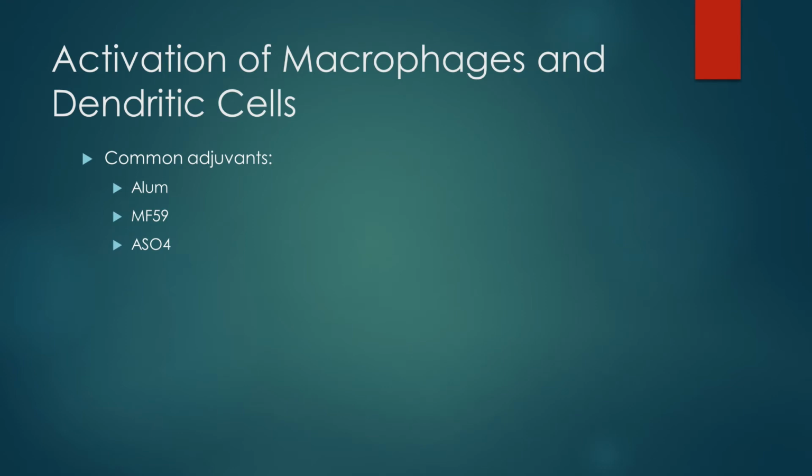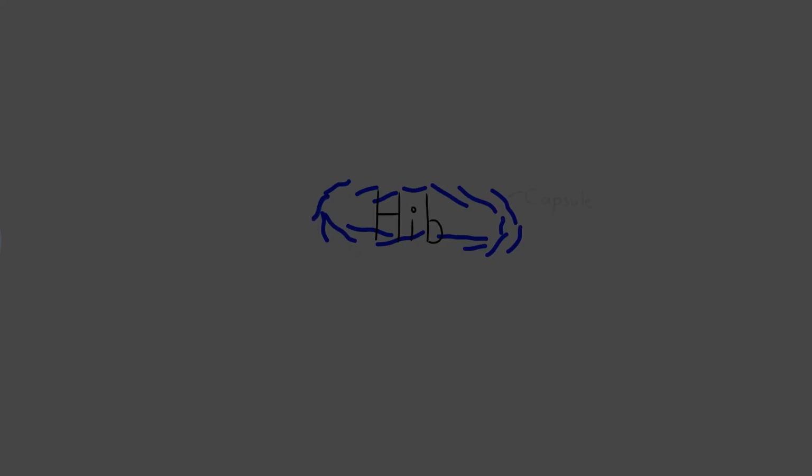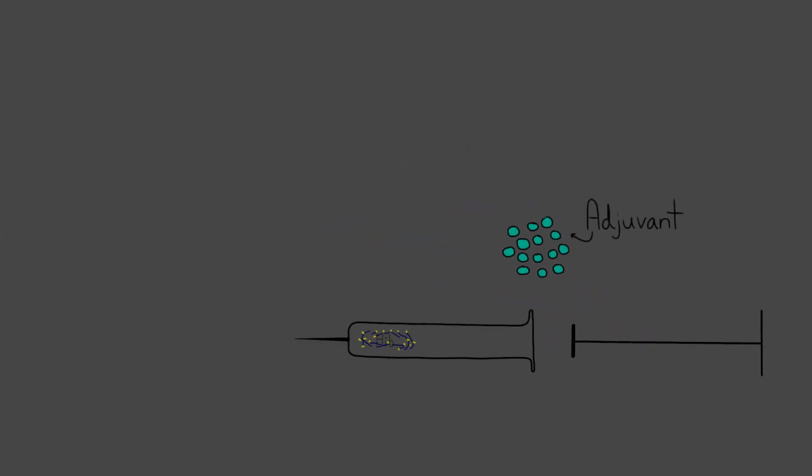How might we achieve this? The answer is simple. We look at compounds that are known to stimulate the innate response. Some of the more common adjuvants are alum, MF59, and AS04. The names are not important. What is important, however, is knowing that adjuvants activate the innate immune response so that there is complete coactivation of T cells from macrophages and dendritic cells. With the addition of an adjuvant, we have full activation of T cells and our vaccine is complete.